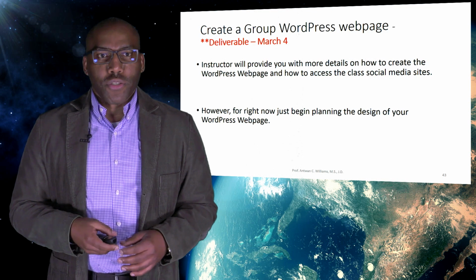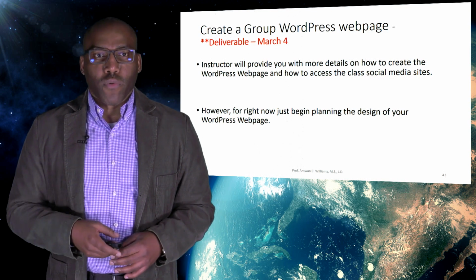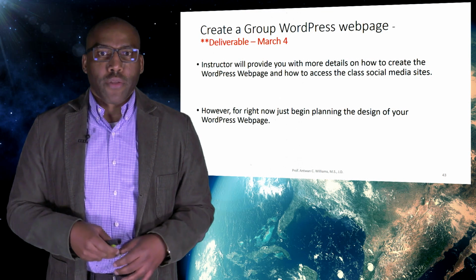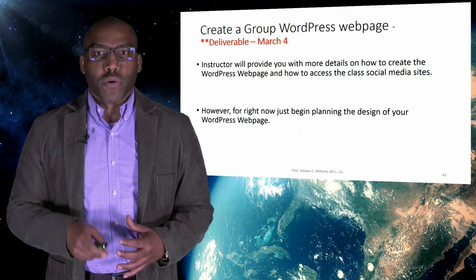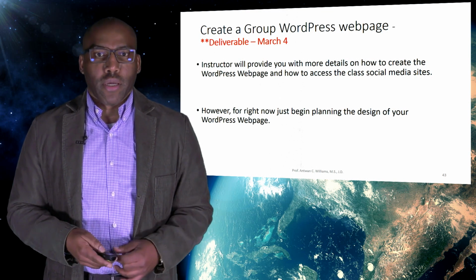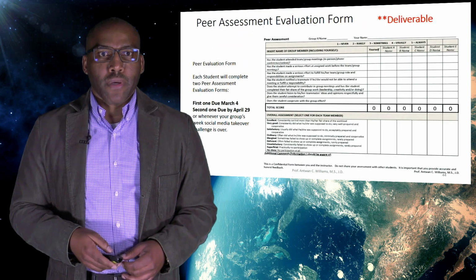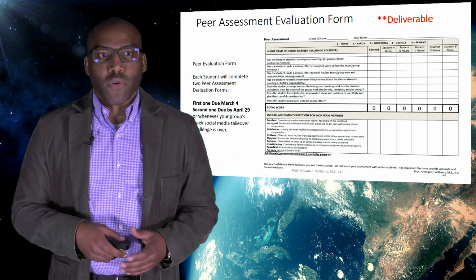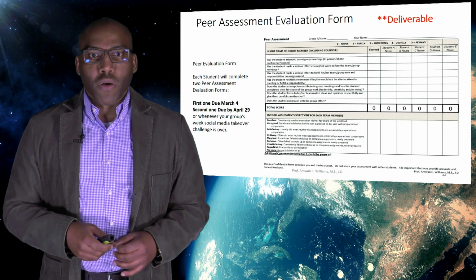And then last, also due on March 4th, is you would create your WordPress web page. You go out there as a group and create it based on the topic that you will be promoting in your group class. The individual assignment that's part of this group project is the peer assessment. This is the form. This first one will be due also on March 4th.